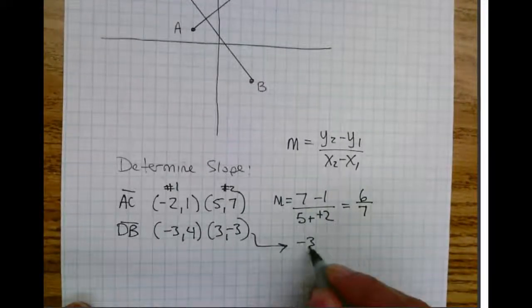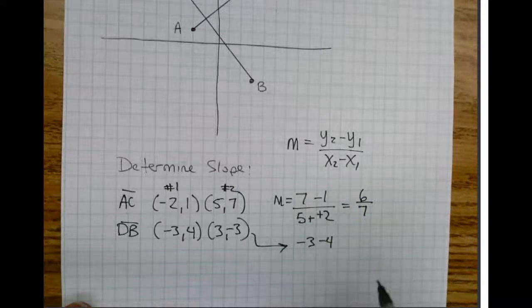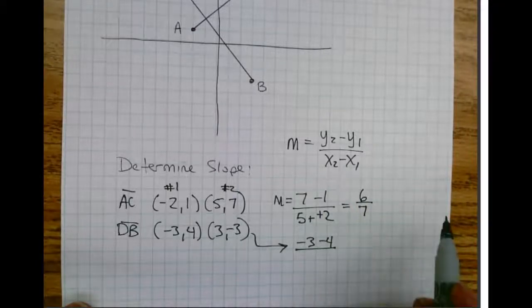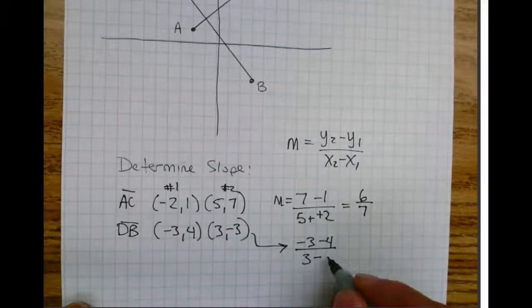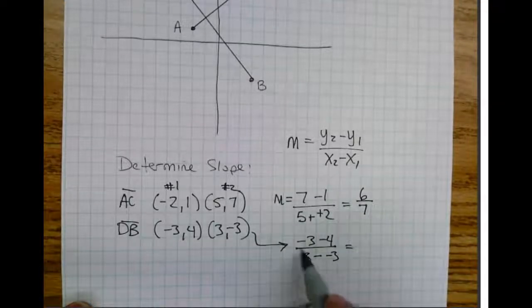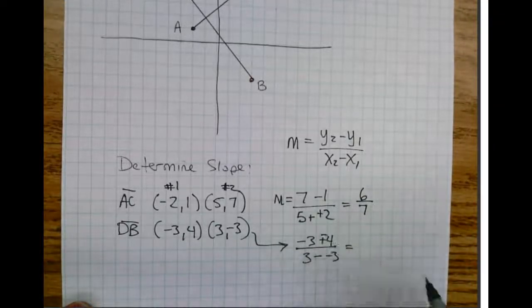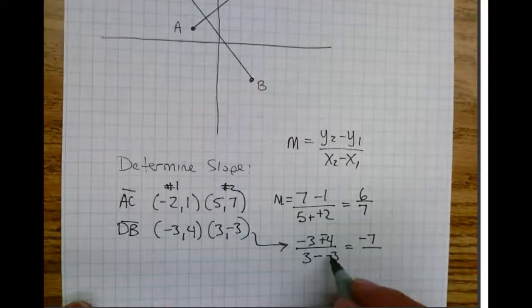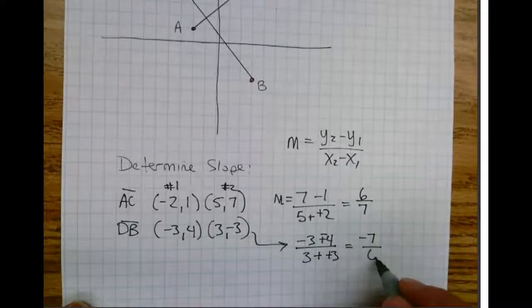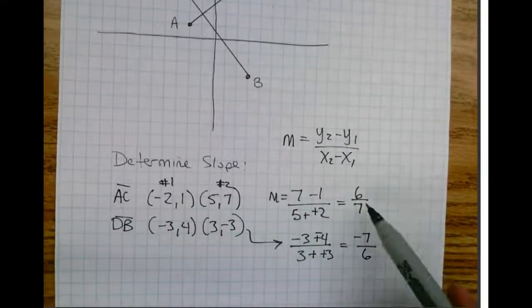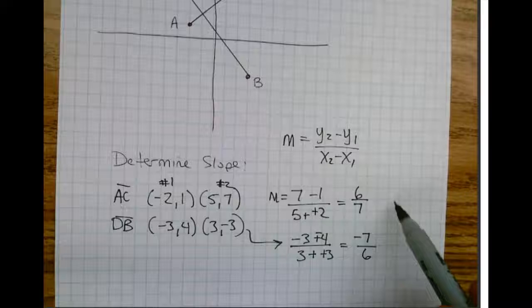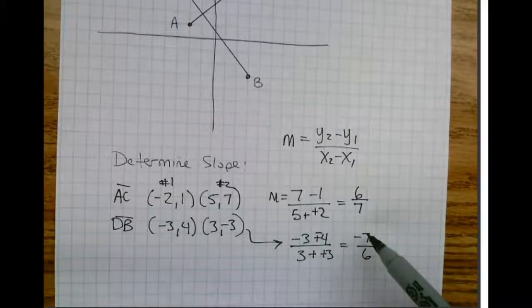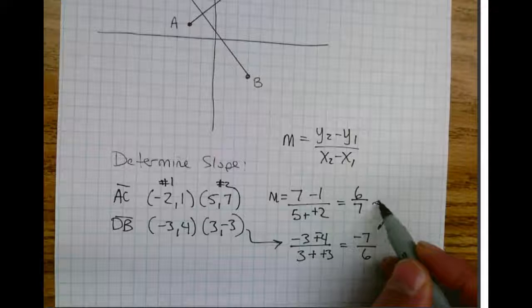So here we have -3 minus 4, that's your Y's. And then we have 3 minus -3. So here, -3 minus 4, we're just going to add them, change the sign and add. It's going to be -7. And this one is going to be adding, because it's 3 minus a -3, so we change the sign and add. It's -7 over 6. And then we remember it has to be reciprocal, the first one is 6 over 7, so it should flip to 7 over 6. And then it should also be the opposite, a negative, so these are perpendicular.